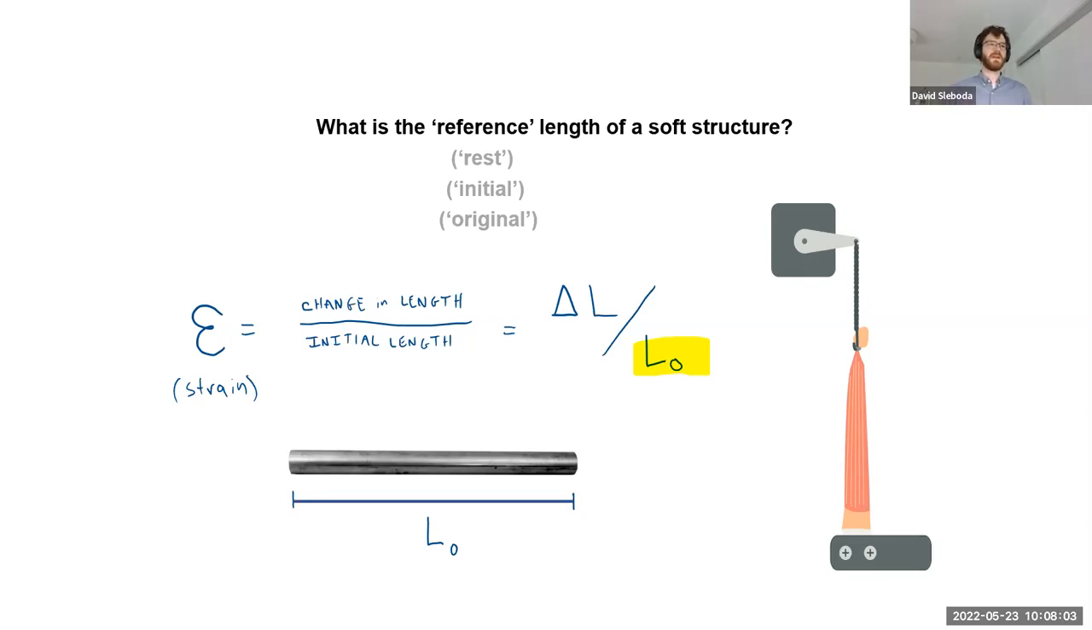I know I'm going to need to do a strain analysis eventually with this data. What am I going to call my reference length for this tissue? What am I going to divide all the changes in length by?